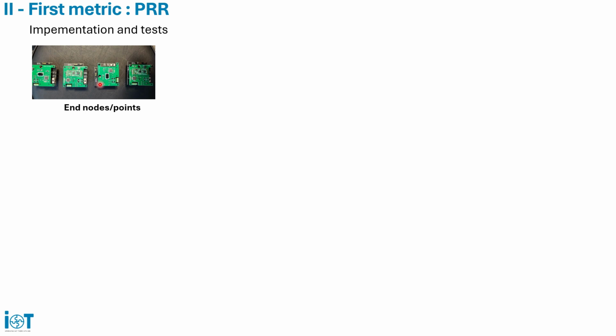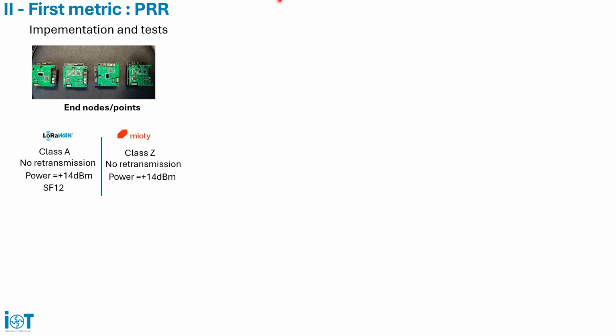We have here our end nodes or endpoints. We have here the board we have talked about, and then we integrate some sensors. Of course, we need some data. We have here two temperature sensors, one for LoRaWAN and one for mioty, and two time of flight sensors, one for LoRaWAN and one for mioty. So in total, we have 4 devices.